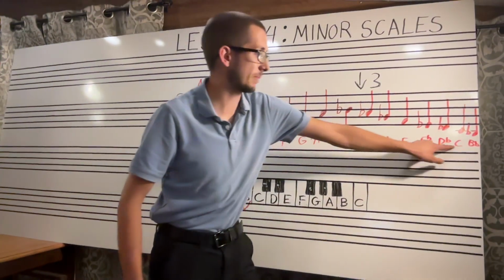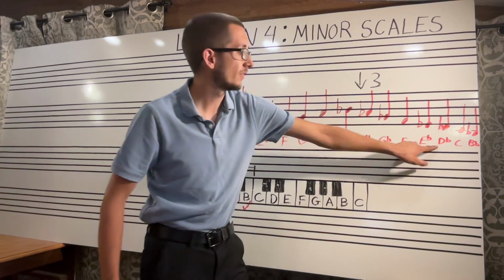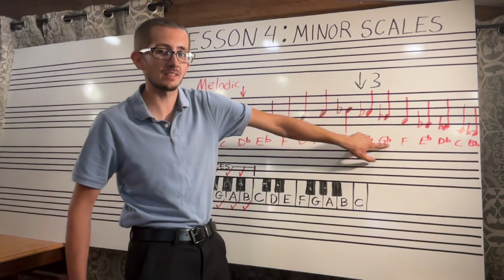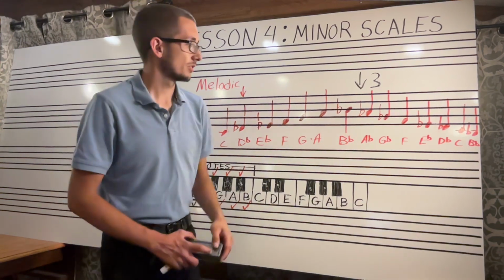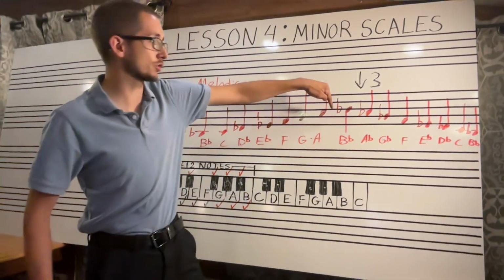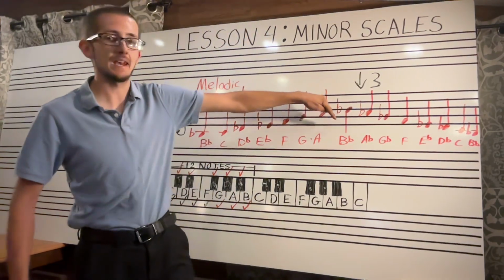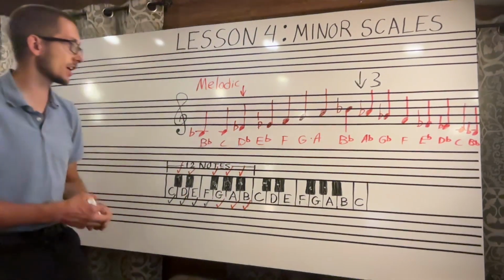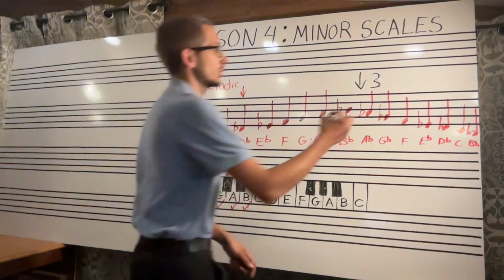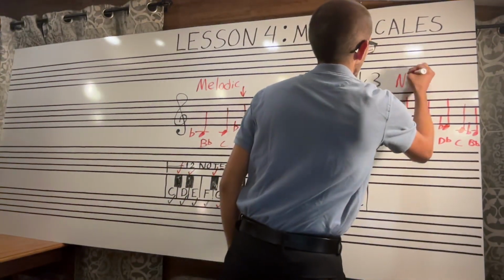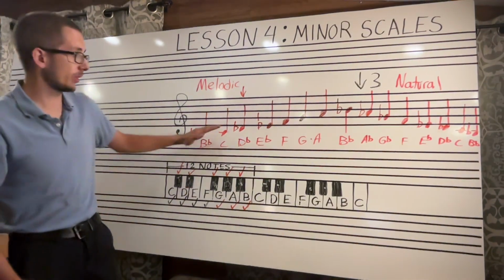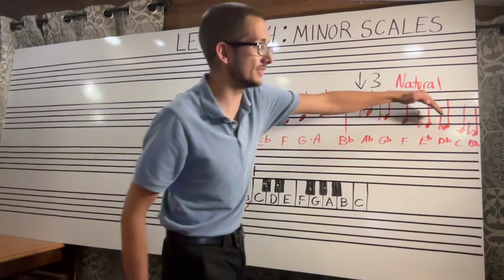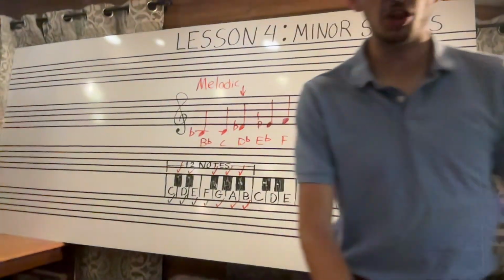So in backwards motion, that would be the 3rd, 4th, 5th, 6th. We lower that 6th note right there, and then the 7th note right there. So in descending motion, we use all of the notes of the B flat natural minor scale. So going up, it's melodic, and then going down, it's natural minor. So I'll play it in ascending and then descending motion on the piano.